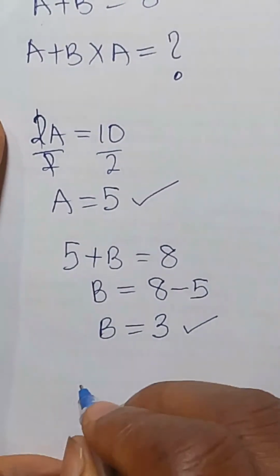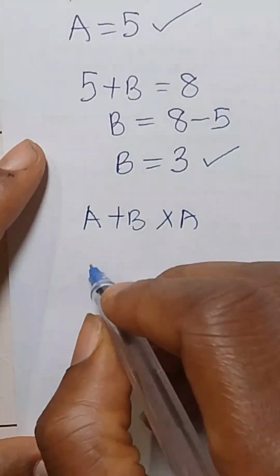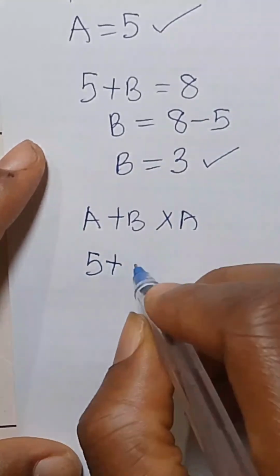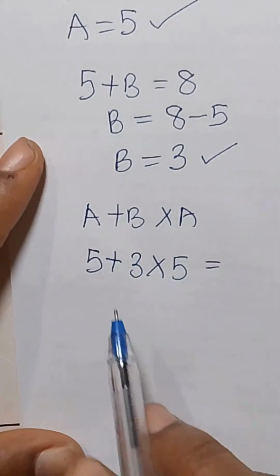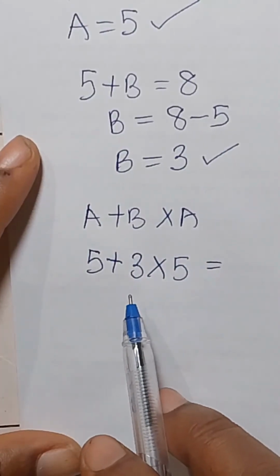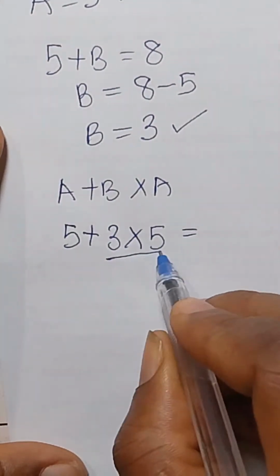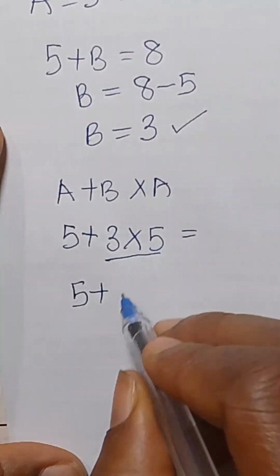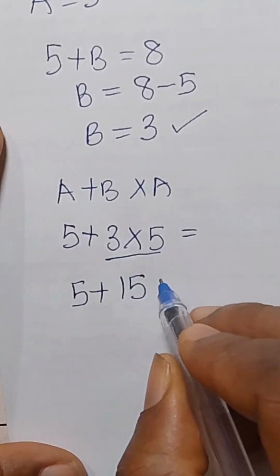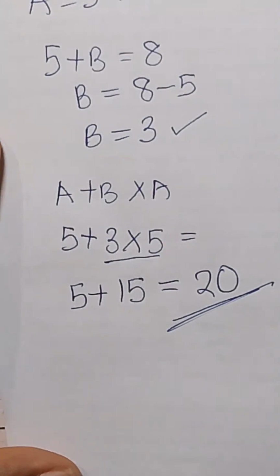And we are asked to solve A plus B times A. Now, A is 5, plus B is 3, times A, which is 5, is equal to what? Now, we have multiplication and addition. Remember, you apply BODMAS. So we will start from here. We have 5 plus 3 times 5, which is 15. 5 plus 15 is 20. So the correct answer to this question is 20. All right?